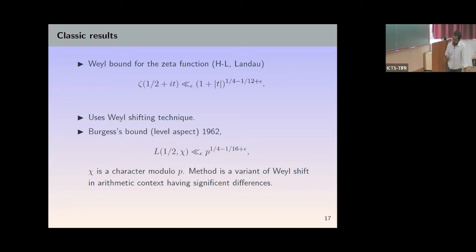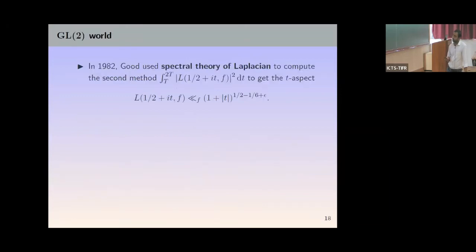So these are the classical results, and it's very difficult to adapt them to higher degrees, say degree 2 and degree 3 onwards. For degree 2, the first result was by Anton Good, who used spectral theory of the Laplacian in 1982. He basically computed the second moment, the second full moment from t to 2t, of this L-value, and got the t-aspect subconvex bound, which is of the same strength as the Weyl exponent, which we have seen for the zeta function.